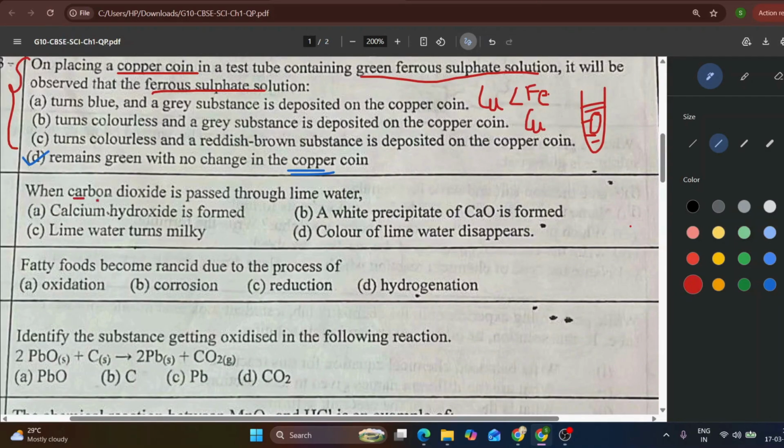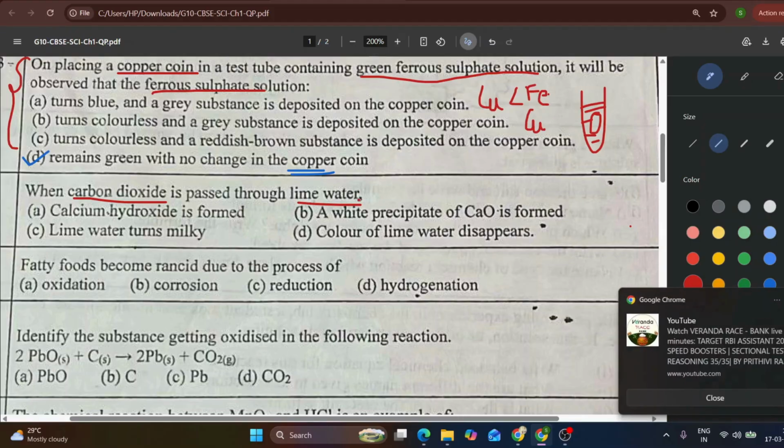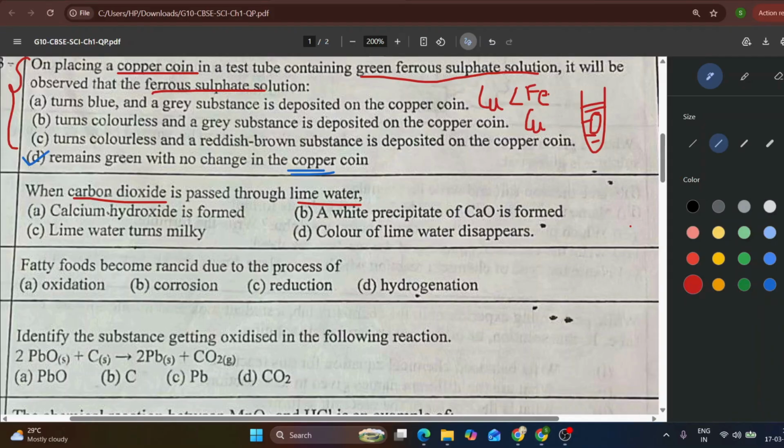When carbon dioxide is passed through lime water. Very simple. This again is an example of a type of reaction. So carbon dioxide, what is lime water? It is calcium hydroxide. So what happens when carbon dioxide is passed through calcium hydroxide? It gives you a white precipitate, so the lime water turns milky.